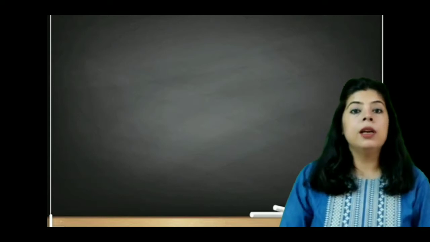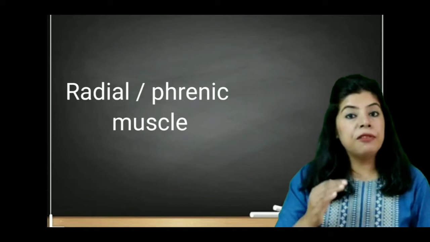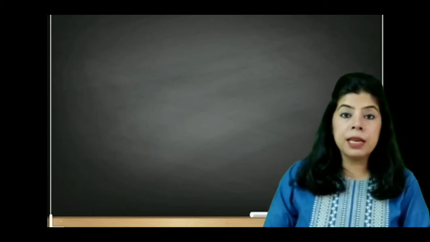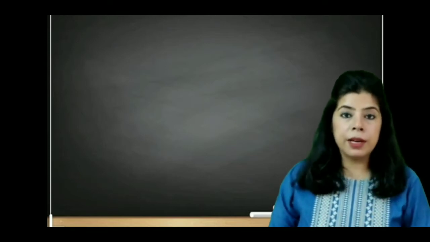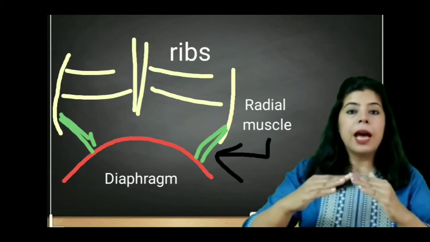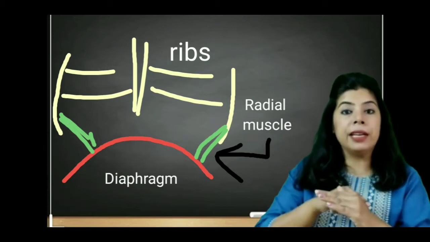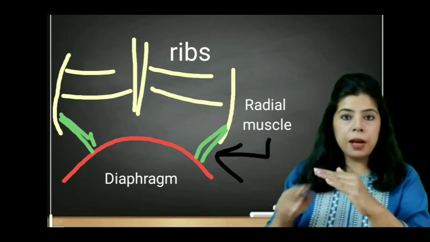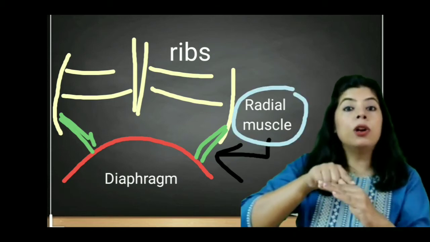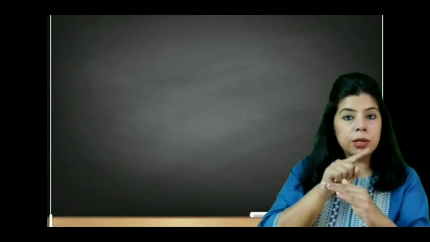So this is very important. The first muscle is called the radial muscles, also called the phrenic muscle or the radial muscle. Now where are they present? This I'll show you here in the picture. In the normal condition, the diaphragm is dome shaped, and this diaphragm is attached to the ribs through the phrenic muscles or the radial muscles. That is, this is the diaphragm and these are the ribs. They are attached to the ribs by the radial muscles or the phrenic muscles. So these radial muscles are important in breathing. So this is one type.